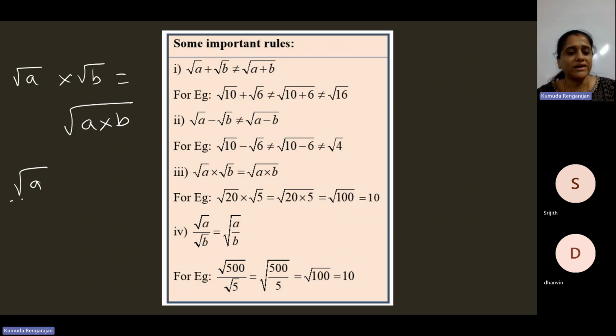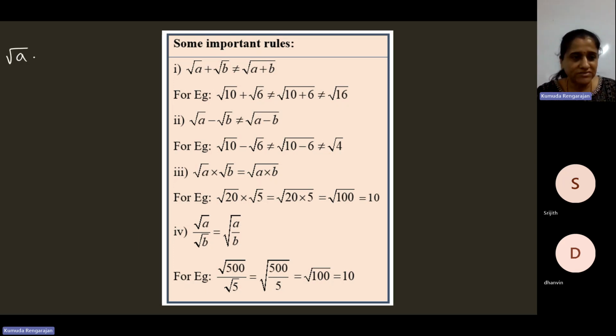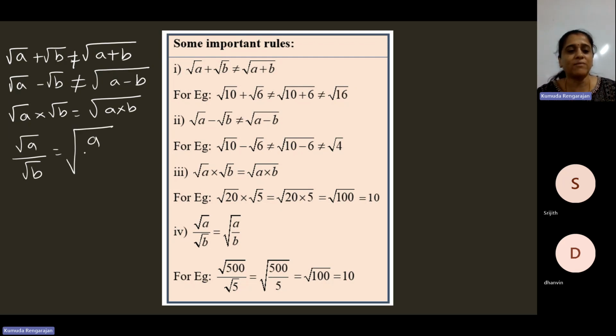Similarly, square root of A by square root of B can be written as square root of A by B. So addition, subtraction, no. Multiplication, division, yes. We'll do it again. Square root of A plus square root of B is not equal to square root of A plus B. Square root of A minus square root of B is not equal to square root of A minus B. Square root of A into square root of B is equal to square root of A into B. Square root of A by square root of B is equal to square root of A by B.